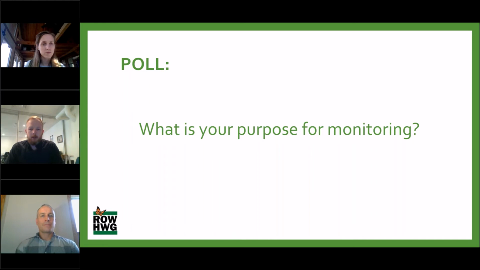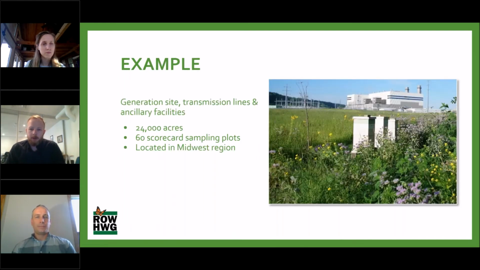So now we'll walk through the example. We're looking at a typical utility. We have a generation site, some transmission lines, and a few ancillary facilities, 24,000 acres in total in this example, and we're going to use 60 scorecard sampling plots. This is located in the Midwest region.